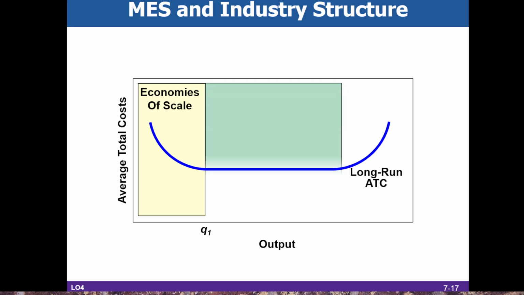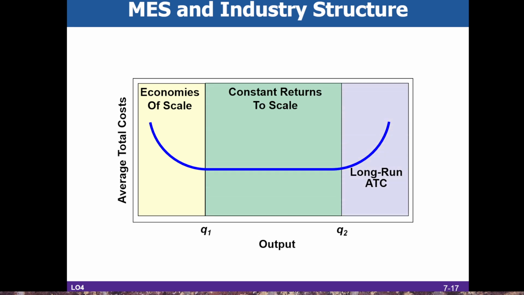This is what it looks like, all right? And that's probably the most important part of long run, is that you understand the economies of scale until we get to quantity one. From quantity one to quantity two, we're able to keep our costs constant. And then after quantity two, again, we've become too big and we just have increasing costs.